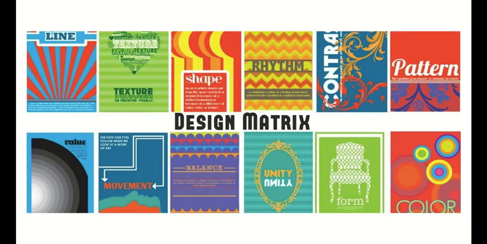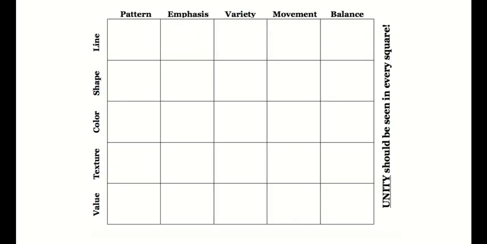What we are going to be doing today is we are going to be creating a design matrix. Your design matrix will look something like this. There are 25 squares on your screen. If you want, you can print out this paper. It will be attached in the Google Classroom under classwork, or you can draw and write your own design matrix into your sketchbook. Your design matrix must have 25 squares. It also must have the words listed above and on the side of your matrix. So as you can see on the left-hand side, we have elements of art: value, texture, color, shape, and line.